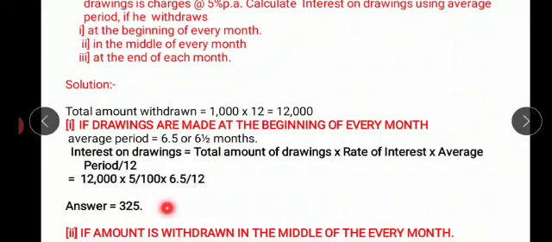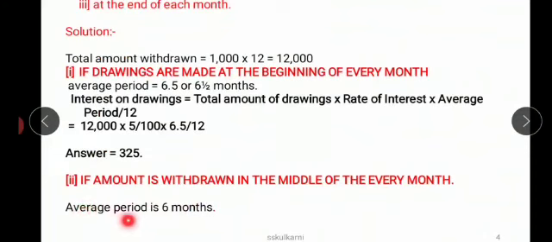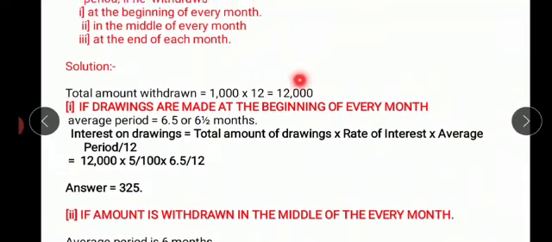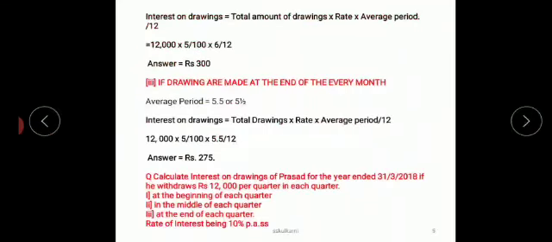325 as the answer. Now if the amount is withdrawn in the middle of the month, what will be the average period? 12 plus 0 divided by 2. So it will be 6. So average period is 6, whereas total drawings remain the same at 12,000. So now interest on drawings is equal to total amount of drawings into rate into average period divided by 12. So 12,000 into 5 into 6 gives me an answer of 600.